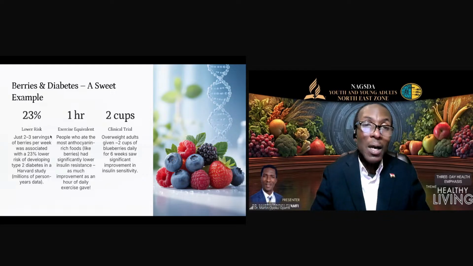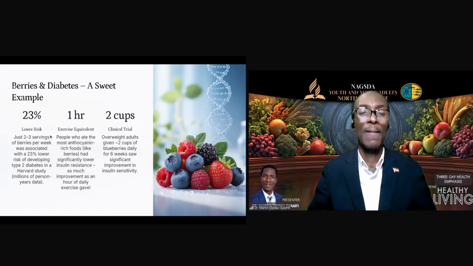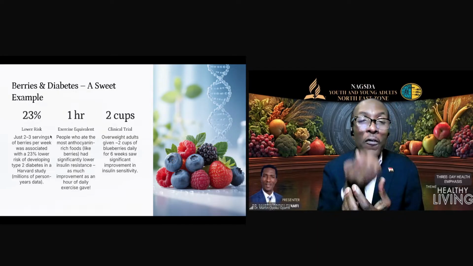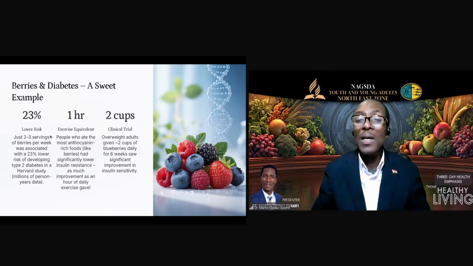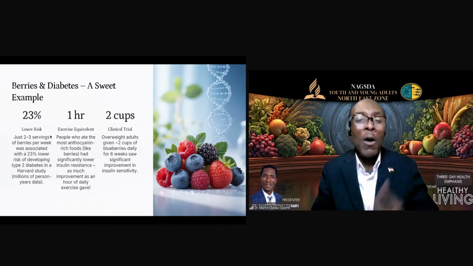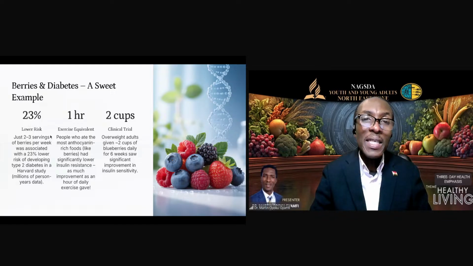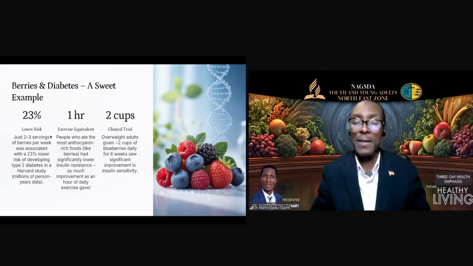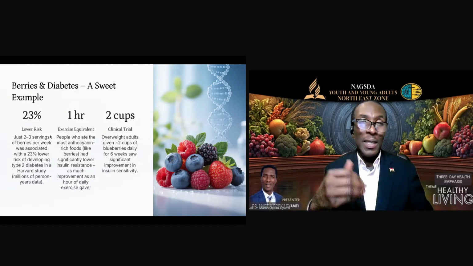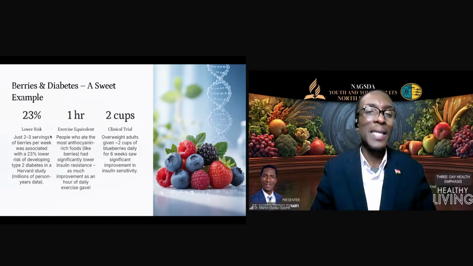And then exercise also. People who ate the most anthocyanin-rich foods like the berries had a significantly lower insulin resistance, and the effect was as much improvement as 1 hour of exercise. So eating berries, just a small cup of berries, is the equivalent of 1 hour of exercise. And then overweight individuals who ate 2 cups of blueberries daily for 6 weeks saw a significant improvement in insulin sensitivity because they created epigenetic tags against insulin resistance.